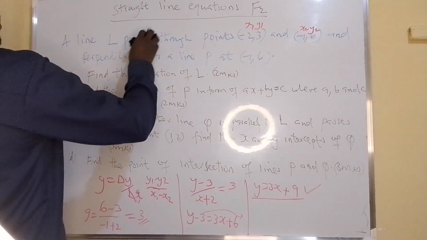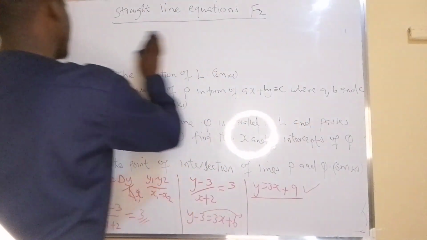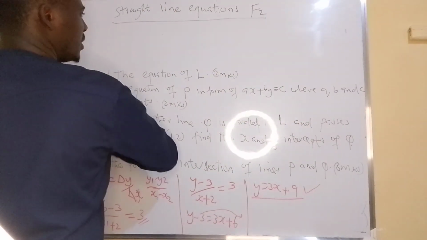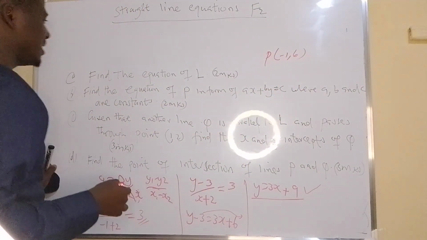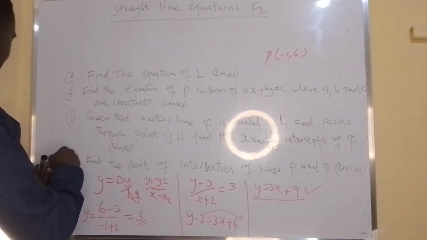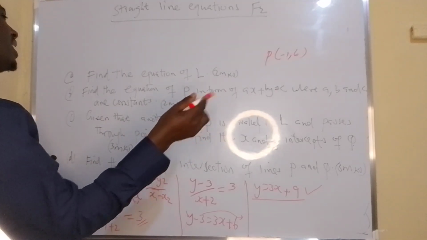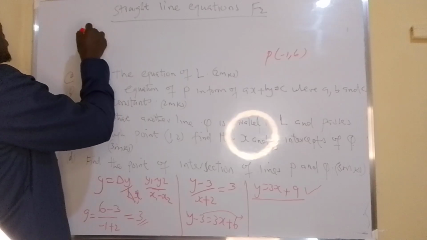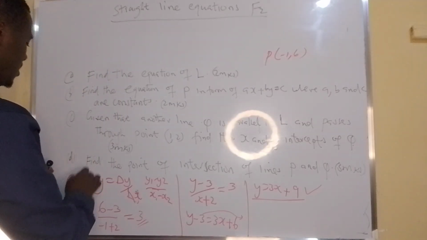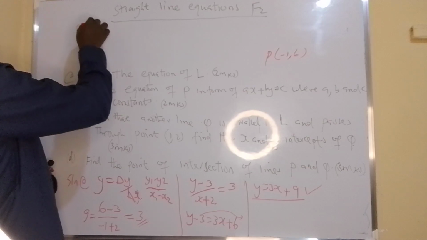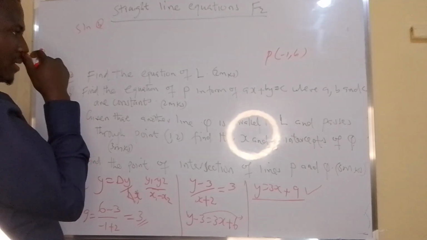And now we can move on. Don't forget there is something important at point P, which looks at (-1, 6) and is perpendicular to that line. Find the equation of P in the form ax plus by is equal to c, where a, b and c are constants. This is the solution of B. I'm going to say now the equation of P, and they are perpendicular.